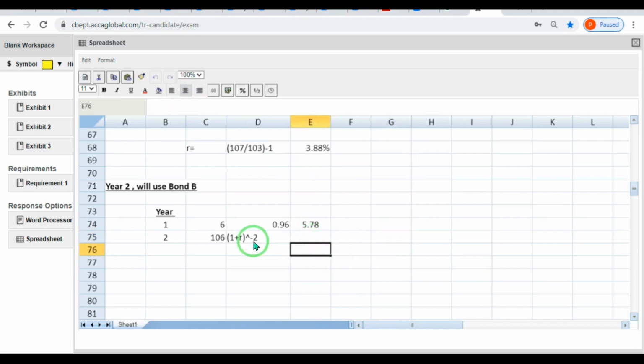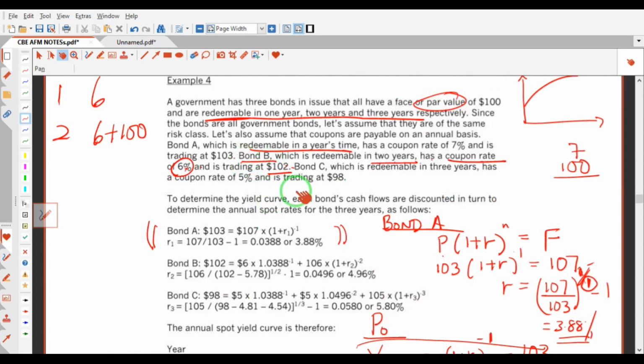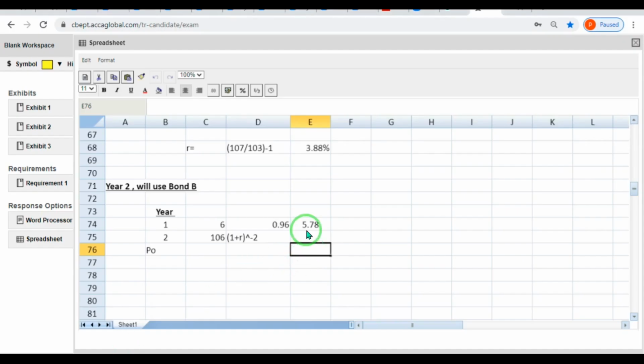So we have here, this is the price of the government bond, which is given in the question. Bond B is trading at 102. And what you are going to do now is we are going to put here 102. So you work backwards. This is equals to this minus this, enter. Oh, so big. Okay, so you're going to get the value of year 2 cash present value is 96.22.